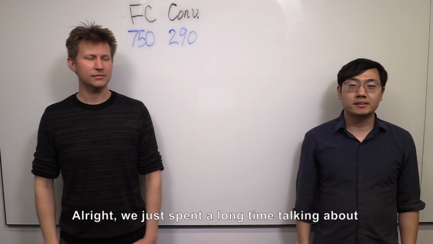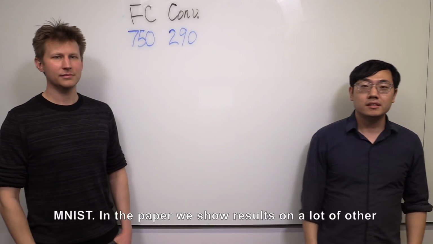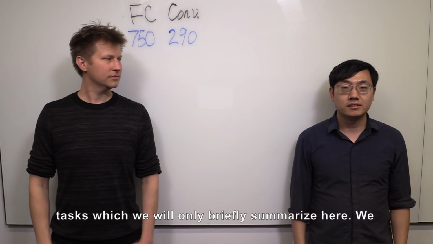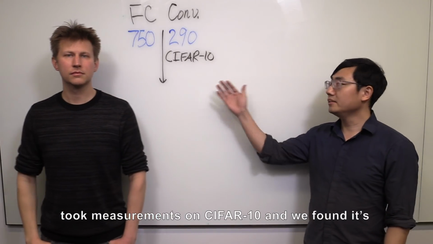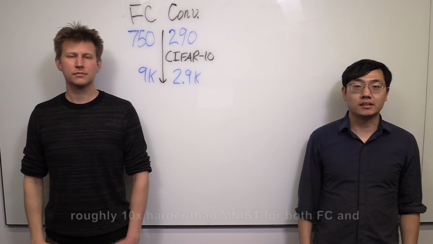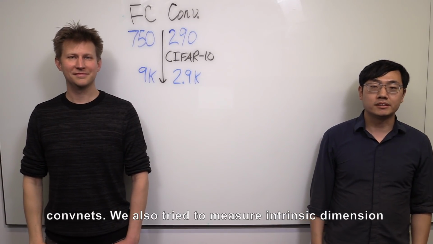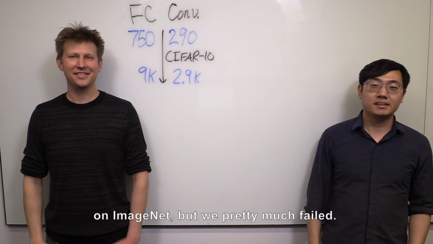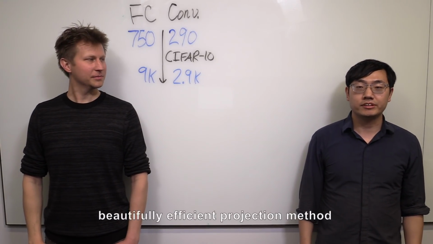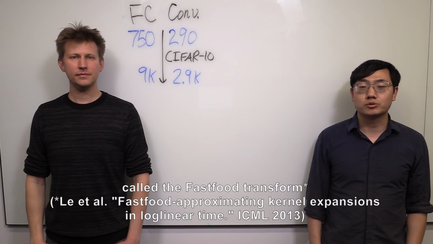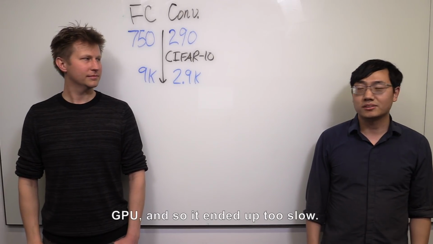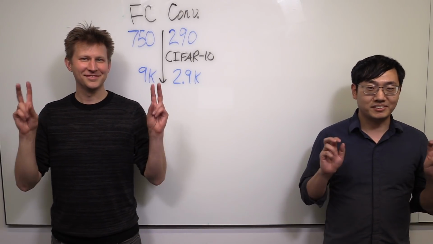Alright, we just spent a long time talking about MNIST. In the paper, we show results on a lot of other tasks, which we will only briefly summarize here. We took measurements on CIFAR-10 and we found it's roughly 10 times harder than MNIST for both FC and convnets. We're also trying to measure the intrinsic dimension on ImageNet, but we pretty much failed. We were able to take advantage of this beautiful efficient projection method called the fast Walsh-Hadamard transform, but our implementation was not fully optimized for GPU, so it ended up too slow. Future work.